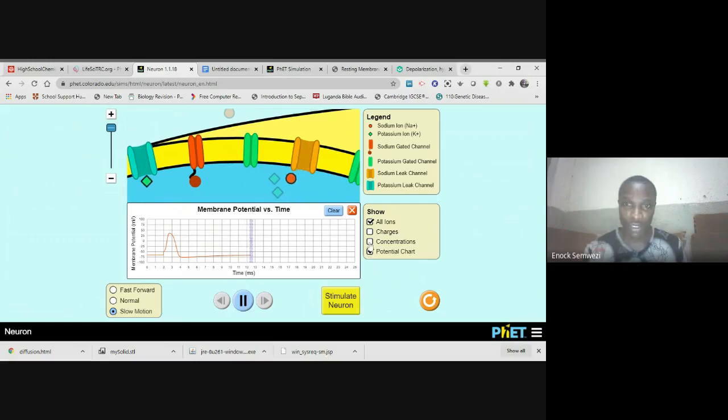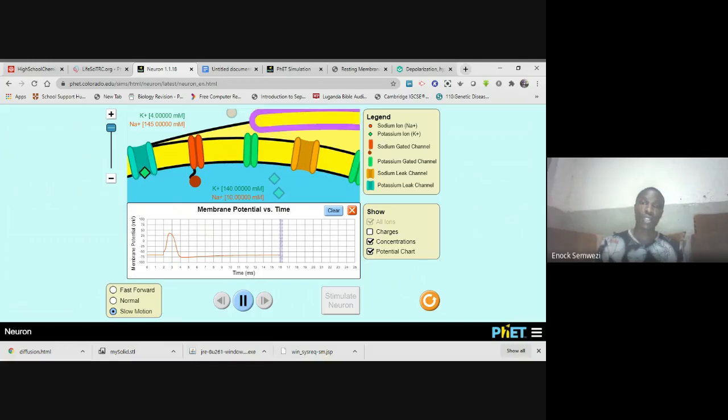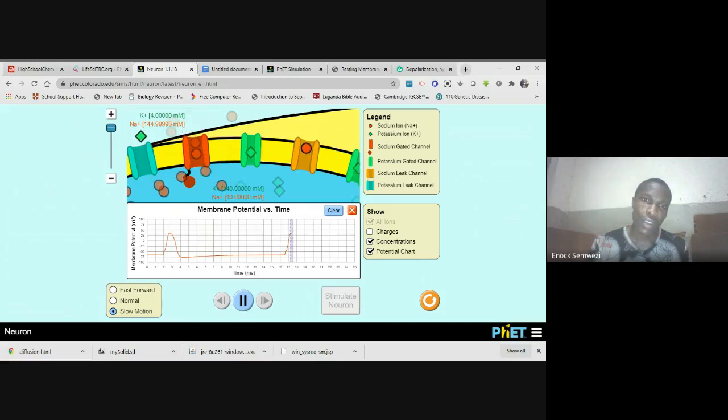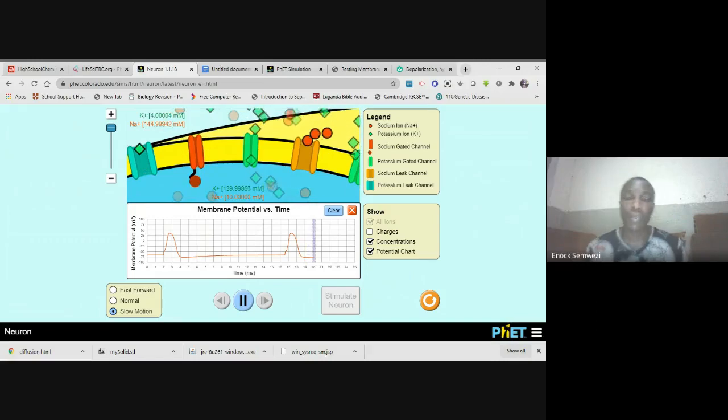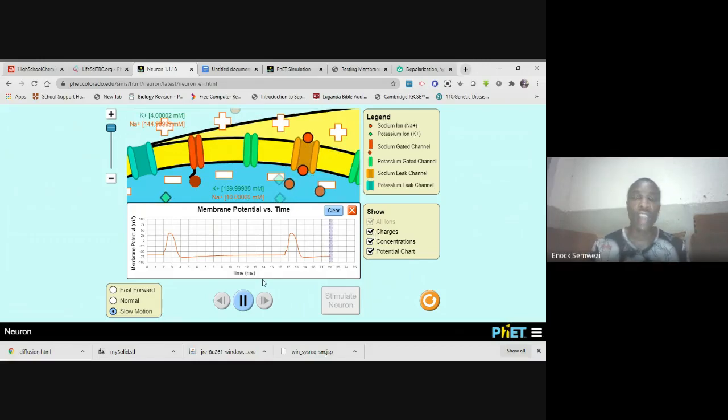So let's try to see the distribution of ions. The distribution of ions will definitely change depending on when the neuron is stimulated. So the more the membrane is stimulated, the membrane potential will always change. And that's what happens during membrane transport.